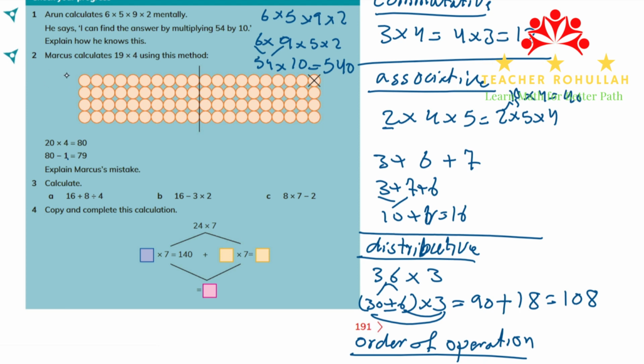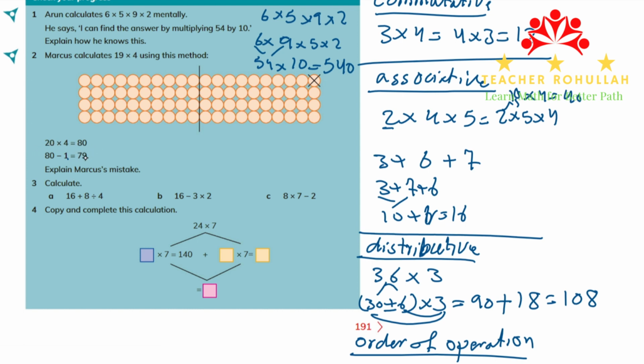In the second question, it says Marcus calculates 19 times 4 using this method. This is using arrays to solve a problem, but he used the method of near multiple of 10. 19 is near the multiple of 10, which is 20. In place of 19, he has multiplied 4 by 20. 20 times 4 is 80.